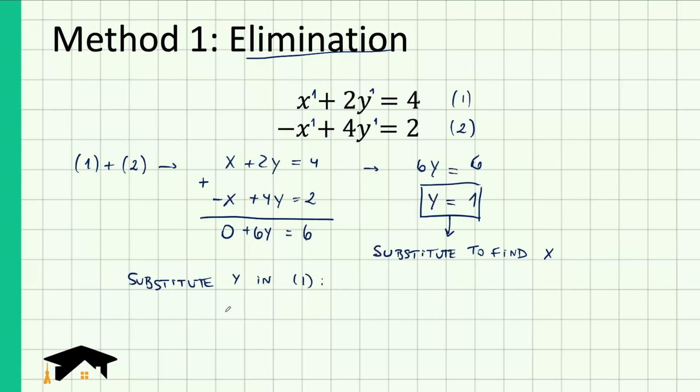So we will have x plus 2 times y, and y is equal to 1, equals to 4. This is x plus 2 equals to 4. And so we can move these 2 to the other side with a minus sign, and we get that x is equal to 4 minus 2. And so x is equal to 2.